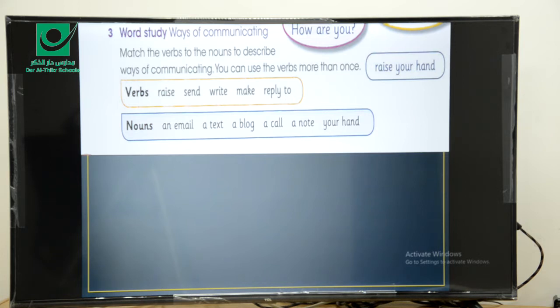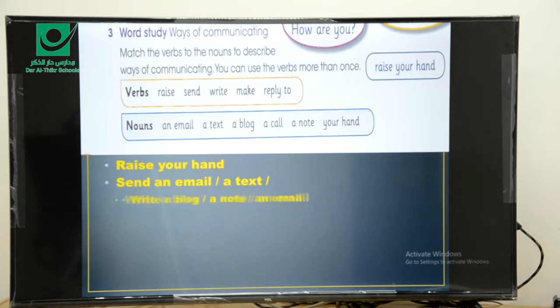So if I say the verb raise, raise goes with hand. So we say raise your hand. Now send, we say send an email, or even we can say send a text. So it's not only one answer. Now write, we say write a blog, or write a note, or we say write an email.